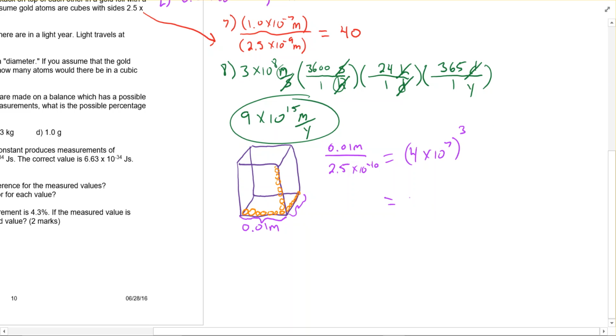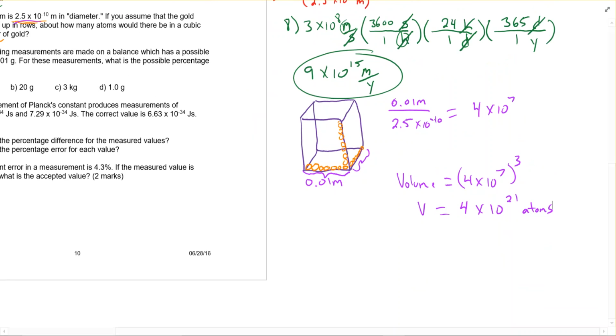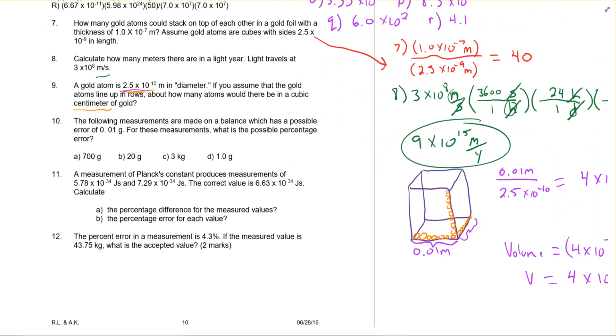Actually, I shouldn't have done that, just to confuse you guys. So let's say that's what we had first. Now if I want the volume of this thing, it's equal to 4 times 10 to the 7 cubed. So the volume, V, is equal to 4 times 10 to the 21. Our units here would be atoms. That's a lot, eh? Okay, so that's number 9. I forgot to put 9 there.